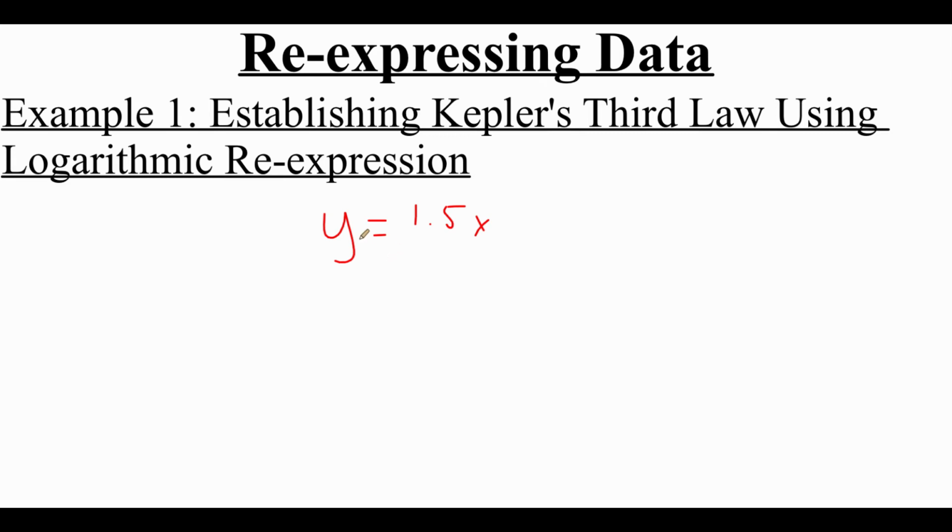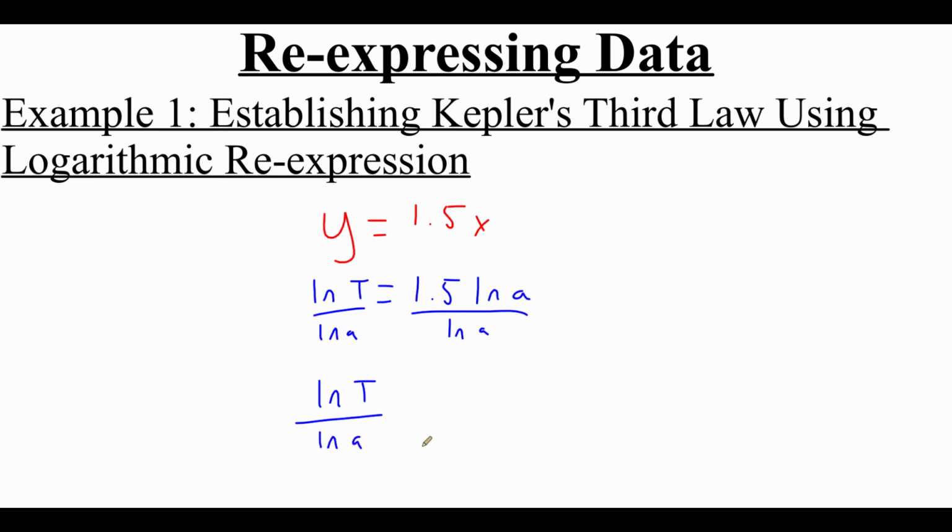But now I want to think about what these x's and y's really represent. Those x values were really the natural log of those A values, and the y values really came from the natural log of those T values. Now we're going to do a little work using some of our properties of logarithms, and the first thing I'm going to do is divide that natural log of A over to the left-hand side. Then we've got the natural log of T over the natural log of A equals 1.5.